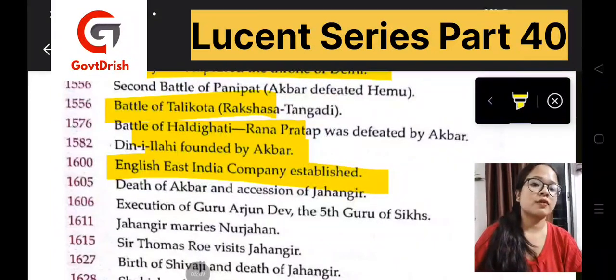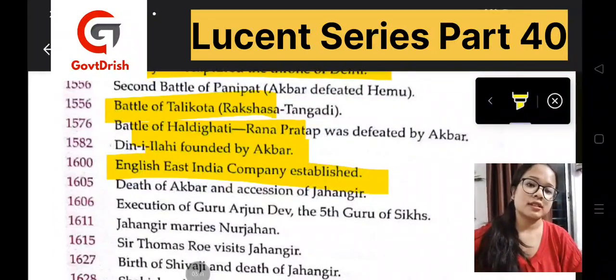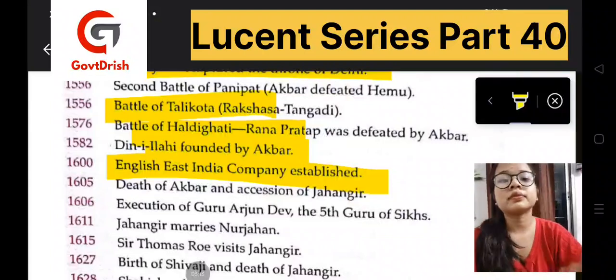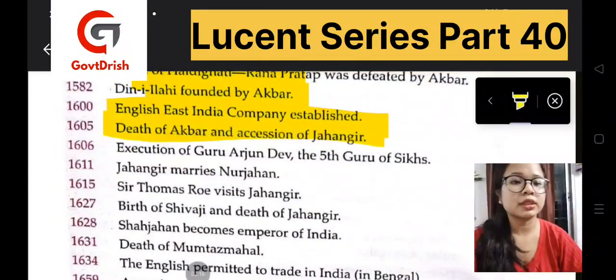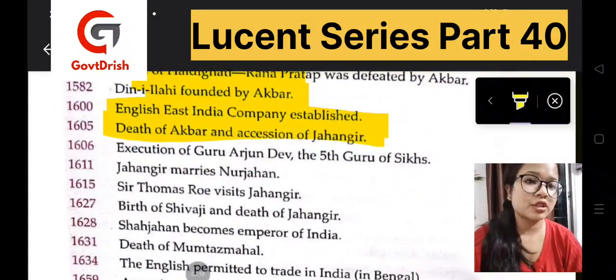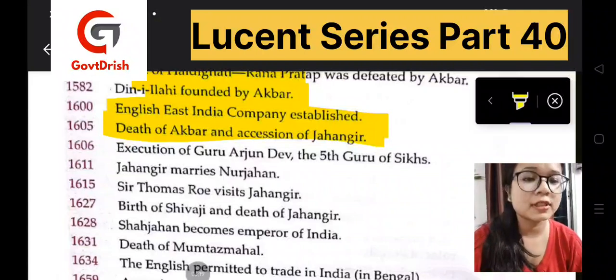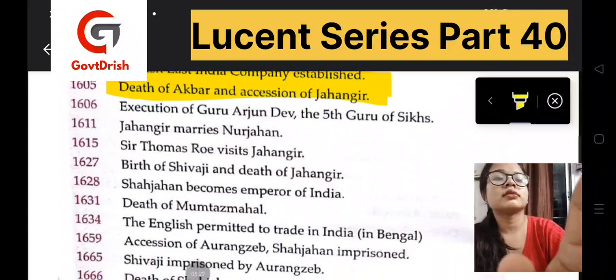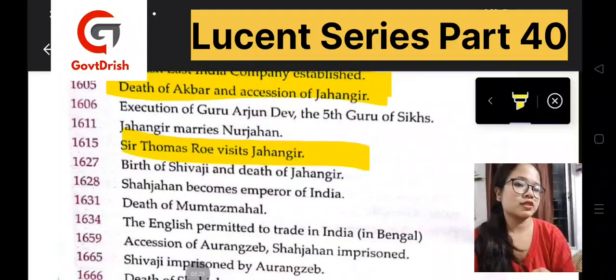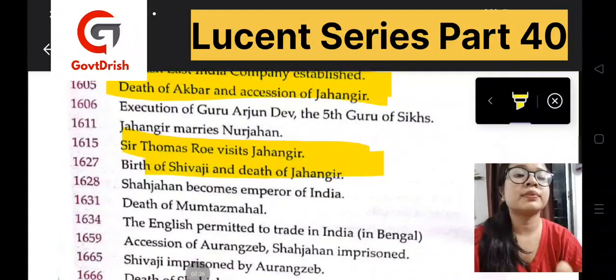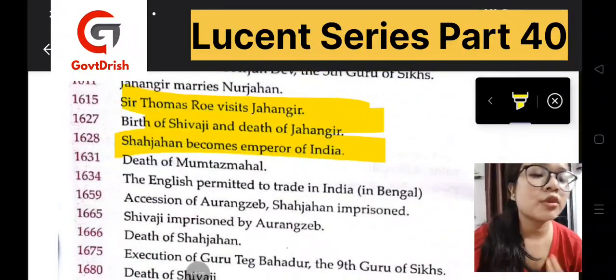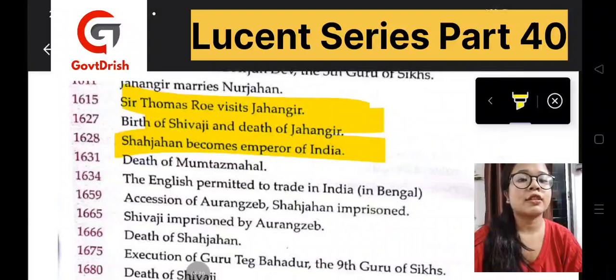We have the charters of the East India Company. So 1600 also a charter. Then this book of Akbar. Then we have Guru Arjan Dev's execution, who was the fifth Sikh Guru. Then this is important, when Thomas Roe visits Jahangir, birth of him. Then when Shah Jahan becomes Emperor of India. Then death of Mumtaz Mahal.